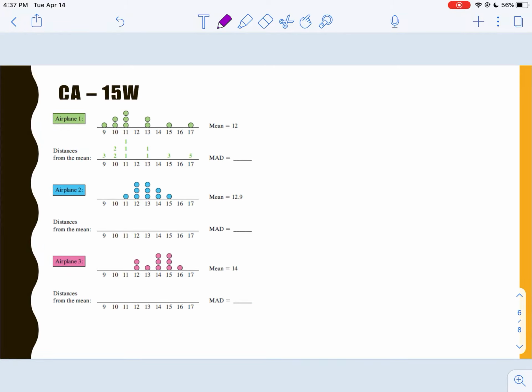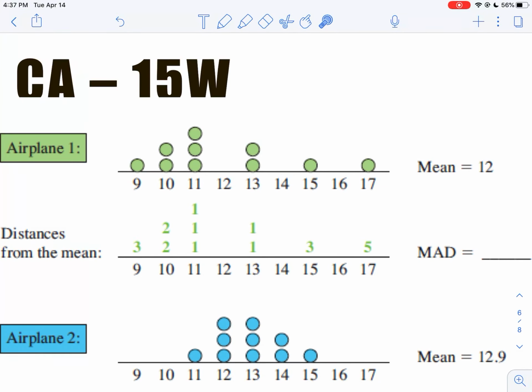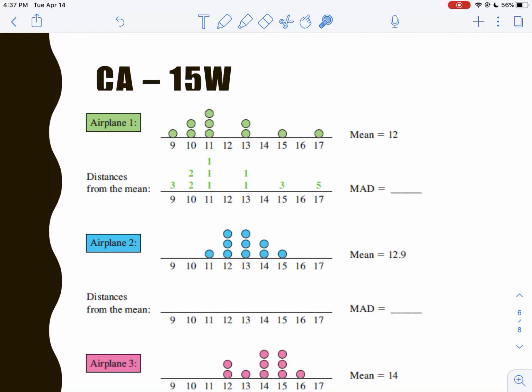All right. In this video, we're going to take a look at 3 paper airplane designs. So paper airplane design number 1, design 2, and design 3. And so you can imagine building paper airplanes and trying a different design and then throwing it and measuring how far they go. And so if we look at the first design here, 1 airplane went 9 feet, 2 airplanes went 10, 3 went 11, 2 went 13, 1 went 15, and 1 went 17. Fantastic. And so when we find the mean of those, we get 12 feet.